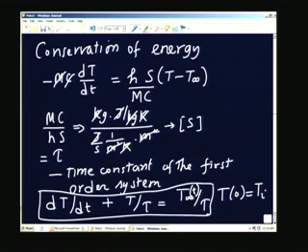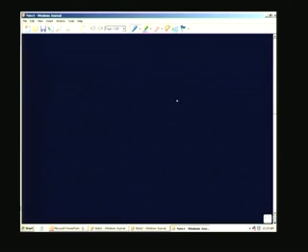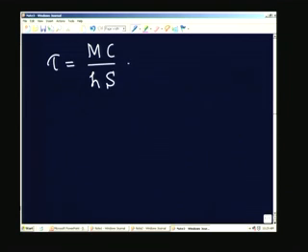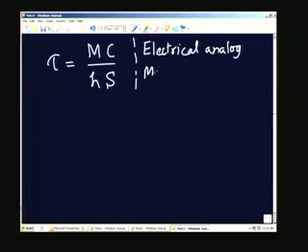Before we proceed with the solution, let us look at some other details, essentially the quantity tau, which we have just seen is nothing but mc divided by Hs. If I look at the electrical analogy, mc is like the capacitance and 1 over Hs is like a resistance.